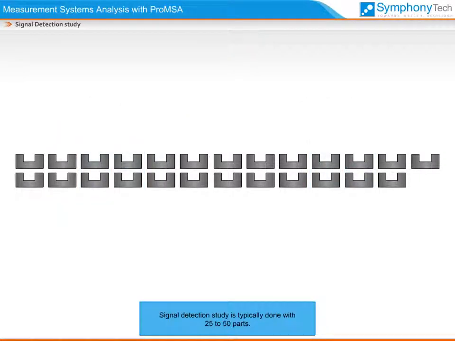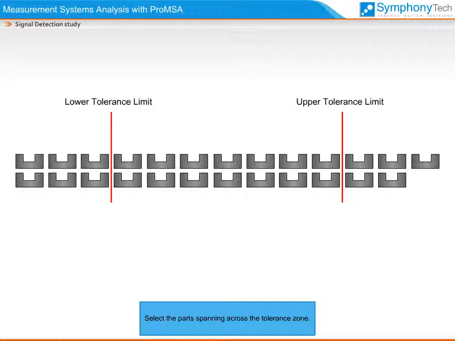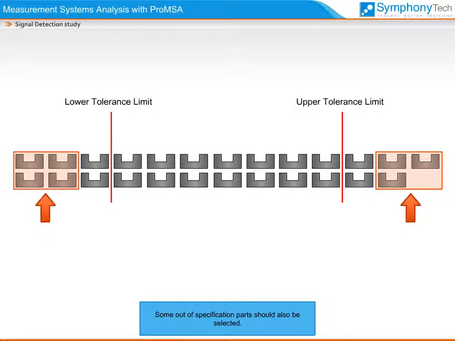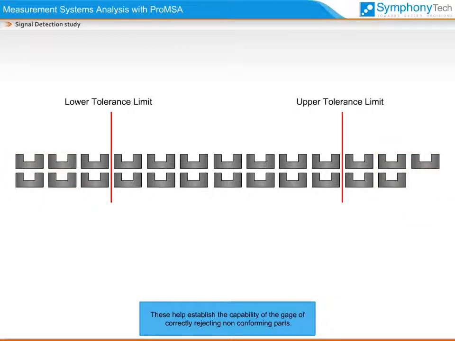Signal detection study is typically done with 25 to 50 parts. Select the parts spanning across the tolerance zone. Some out-of-specification parts should also be selected. These help establish the capability of the gauge of correctly rejecting non-conforming parts.